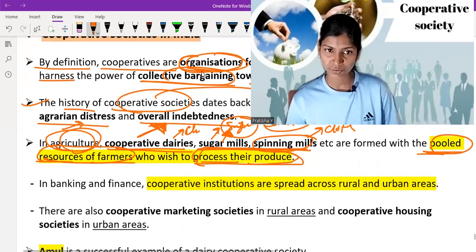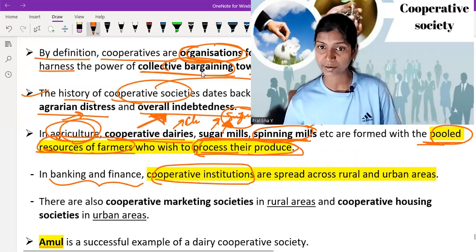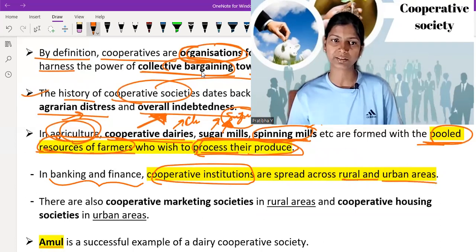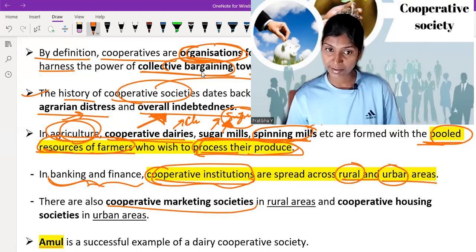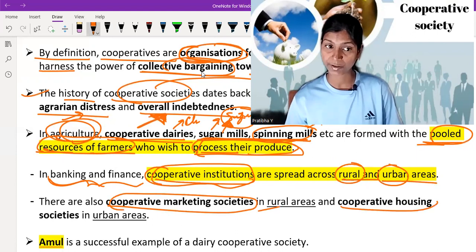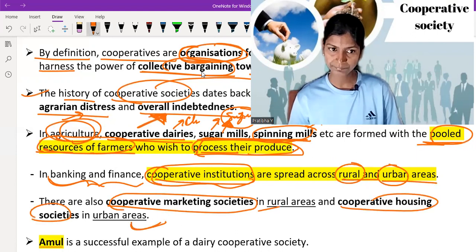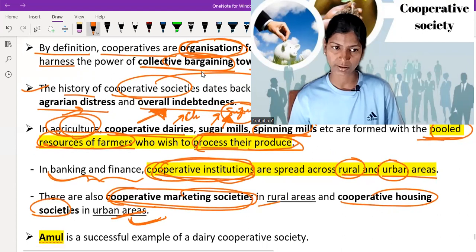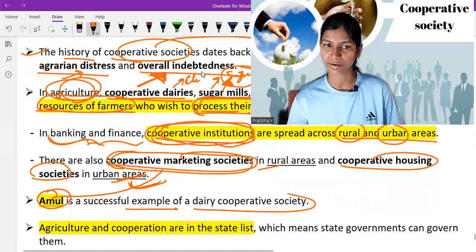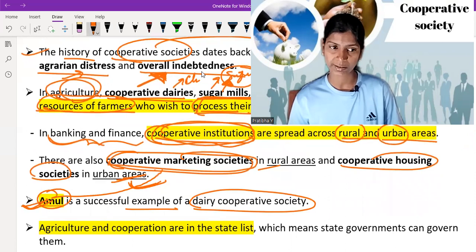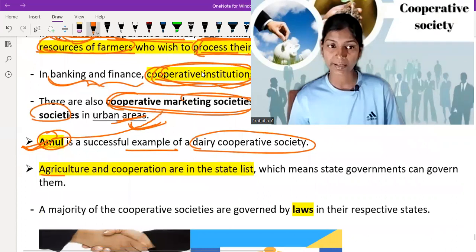In banking and finance, cooperative institutions are spread across rural as well as urban areas. There are also cooperative marketing societies in rural areas and cooperative housing societies in urban areas. Amul is a successful example of a dairy cooperative society. You can take it as an example because it is a very successful business.